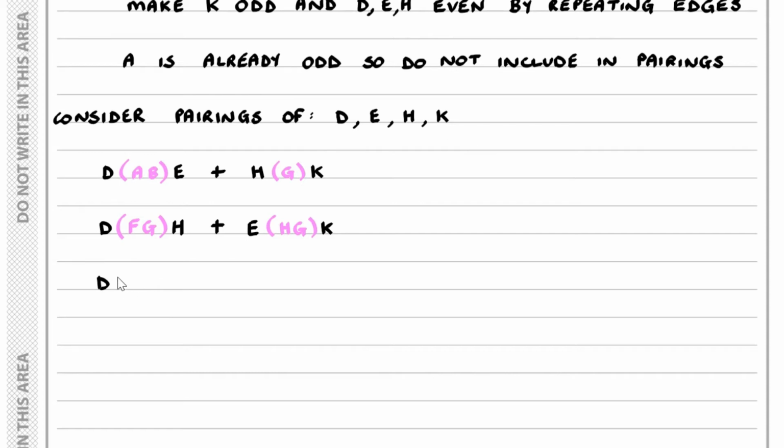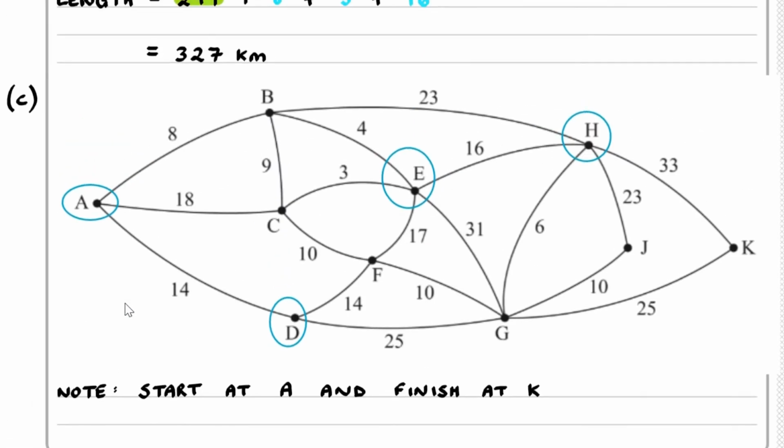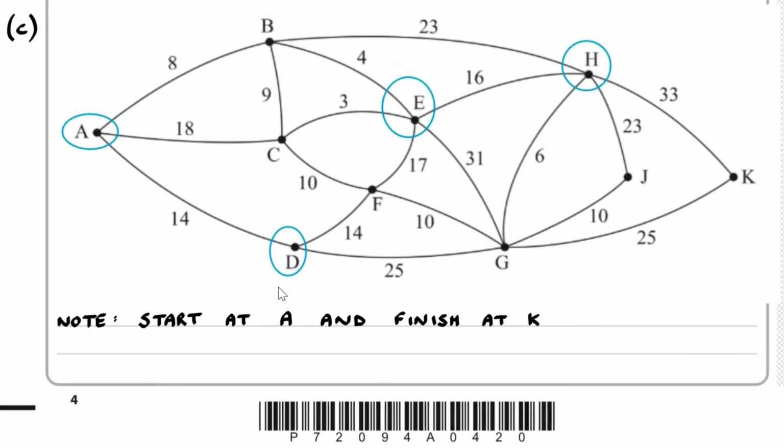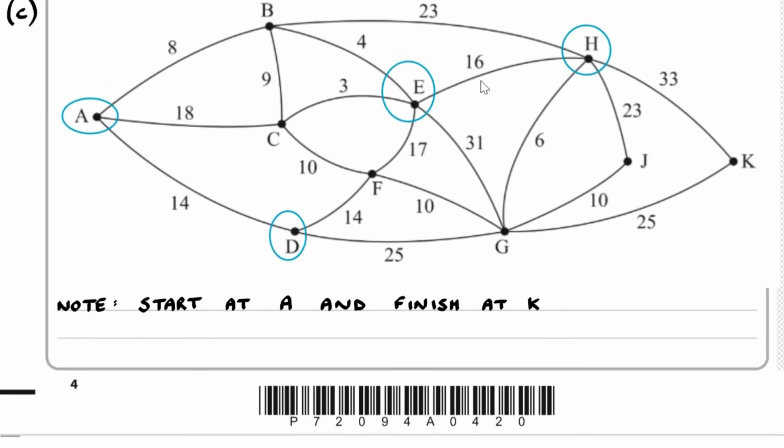Now we've got DK. So from D to K, we could go via F and then G and then going to K. So we have DK via F, G, and then we add on to this E, H. So E to H, well, that's just 16.